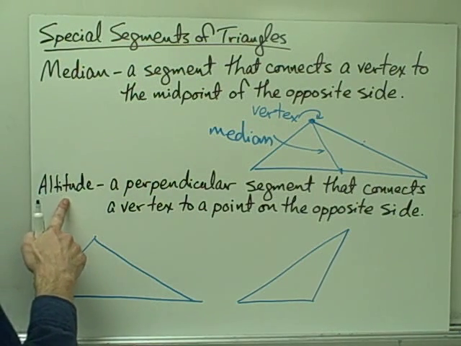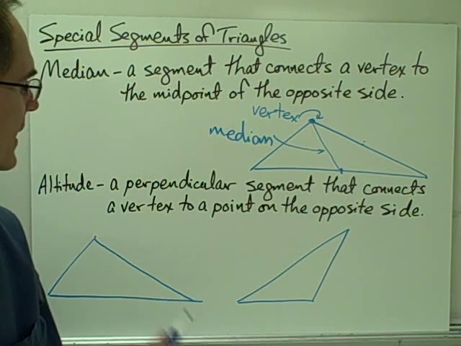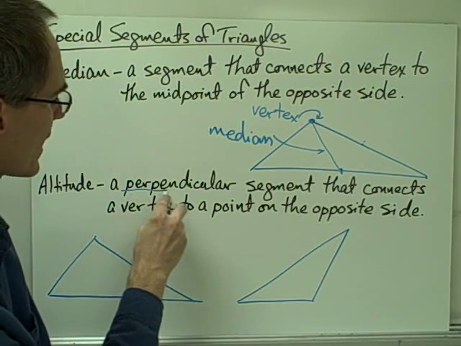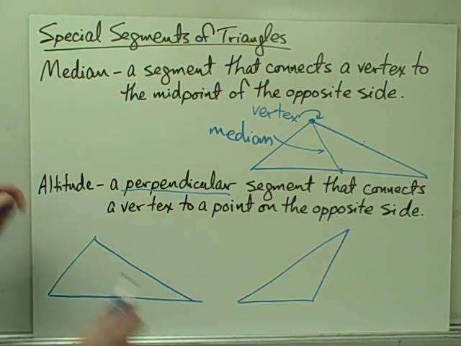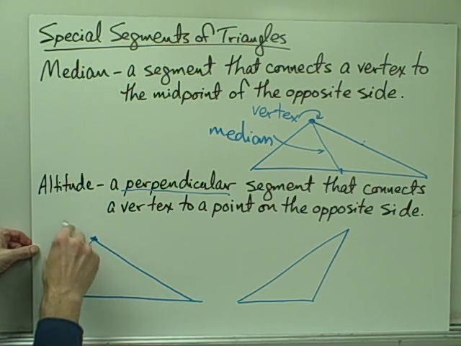The second special segment is called an altitude, and that's just a perpendicular segment that connects a vertex to a point on the opposite side. Now, notice this word right here, perpendicular, that's very important in this definition. So if I want to draw the altitude on this triangle, and again, let me draw it from this vertex here.